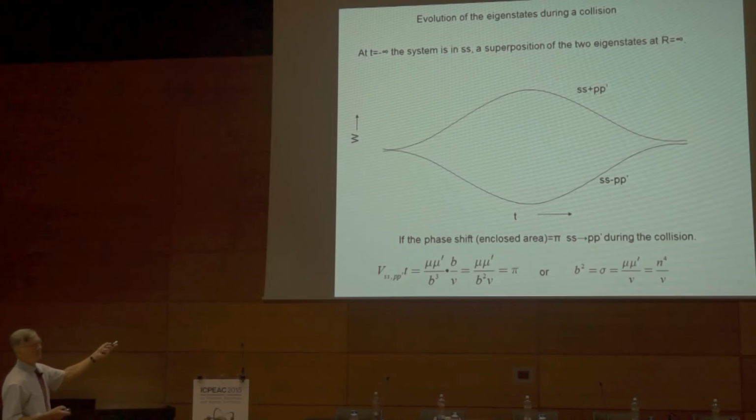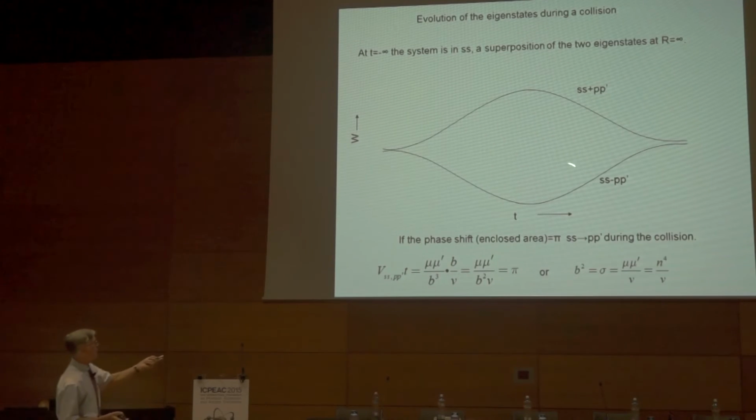During the collision, the atoms come together, and the dipole-dipole interaction spreads the two eigenstates apart. What I should have drawn here is that when they're closest together, the spacing is the product of the two dipole matrix elements divided by the cube of the impact parameter. Our amplitudes follow both of these paths, and then they're recombined here at the end of the collision. If the area here is pi, then I have a relative phase shift of pi between these two states, and it has now gone from SS to PP.